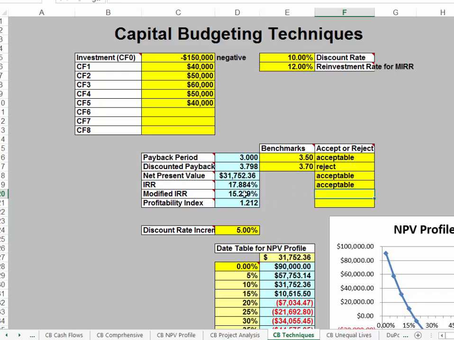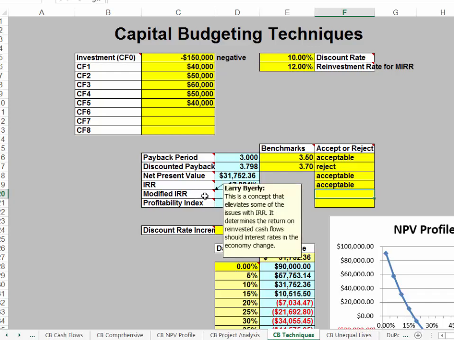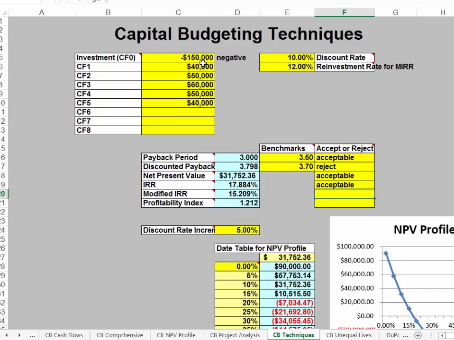Modified internal rate of return helps us clear up some issues with the internal rate of return. In particular, it helps us if we have cash flows that are irregular or don't follow the natural progression of a negative followed by a bunch of positive cash flows. In this case, the modified internal rate of return is greater than the reinvestment rate. So if we want 12% in the future and it's going to bring us 15, again, we would accept this project.